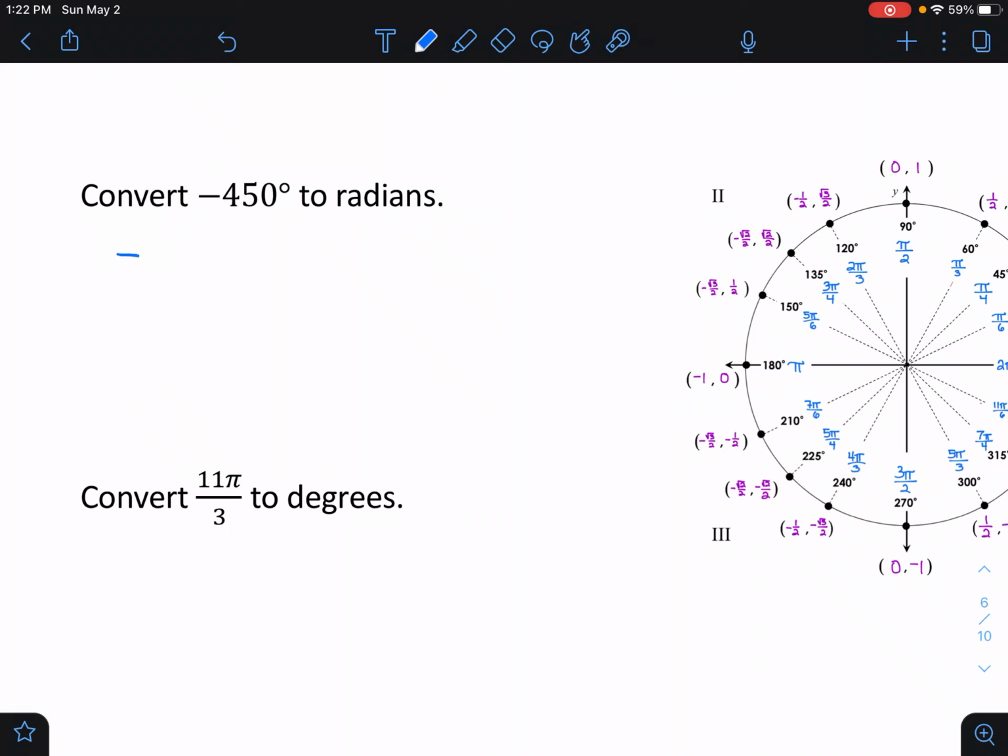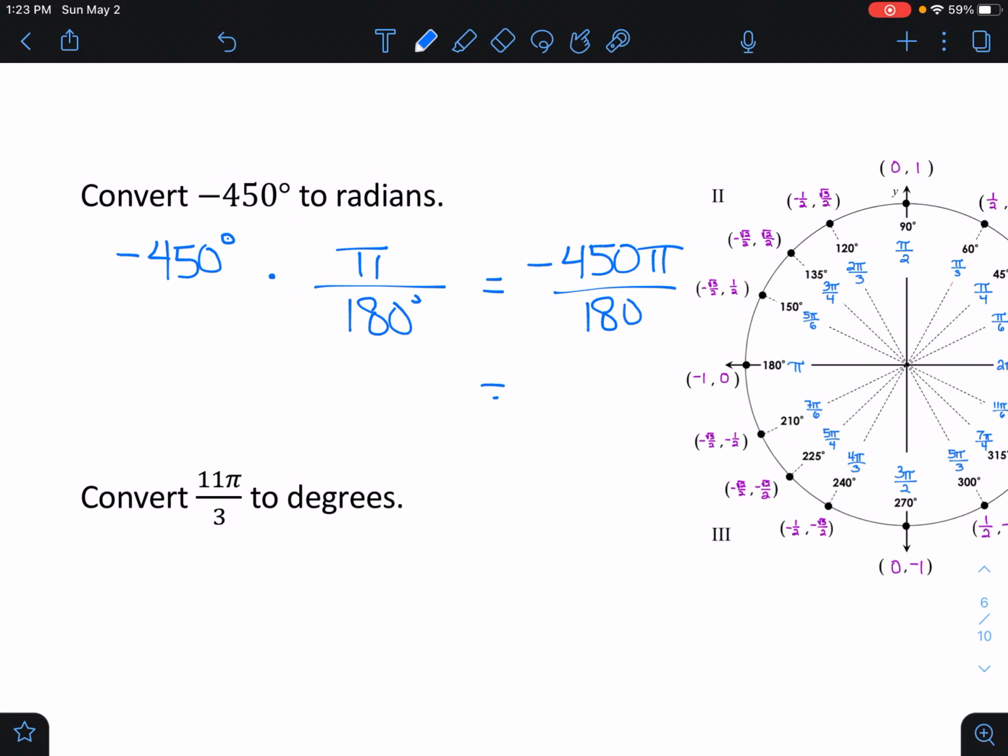We can try a couple more here. I have negative 450 degrees. I'm going to multiply. Where do the degrees go? They go on the bottom now because they're on the top there, and pi radians right there. So then this gives me negative 450 pi over 180. So I just want to reduce that fraction.